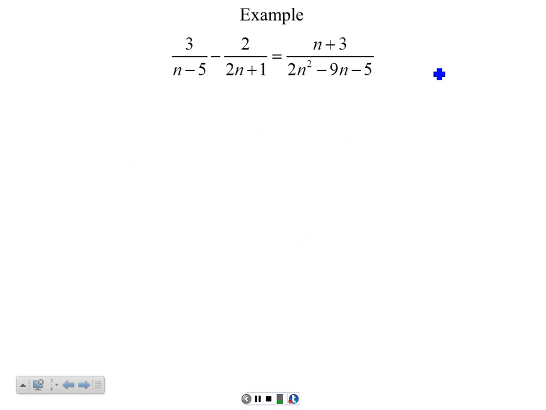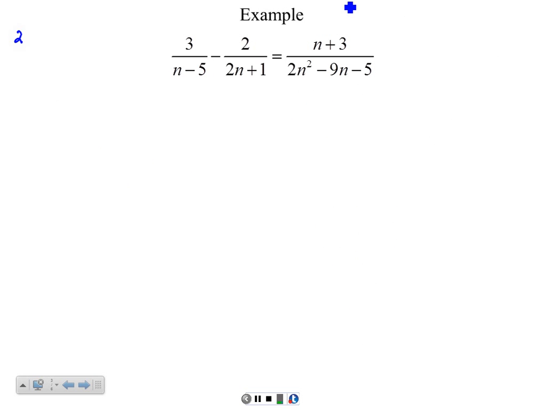So let's look at this problem. The two fractions on the left will not factor, so they're good. But the one on the right, it's a trinomial. There's nothing in common. The leading coefficient is 2. So I need to do bottoms up. So I'm going to go to the other side.